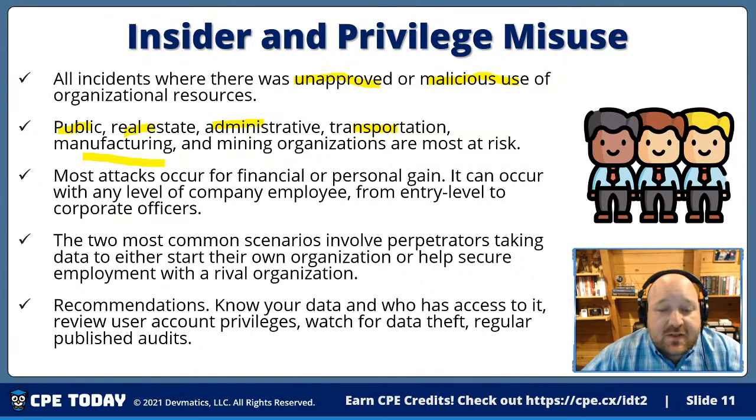Now, in these particular instances, this is almost always for some sort of economic gain, either directly or indirectly. It could be, for example, taking insider information and then buying or selling or shorting a particular stock because we know additional information for that. Or it could, for example, be that a certain person is leaving a company and they want to take trade secrets, whether they be manufacturing techniques, intellectual property, customer lists, or things of this nature. And they could be taking it to start their own organization or helping to secure employment with a rival organization.